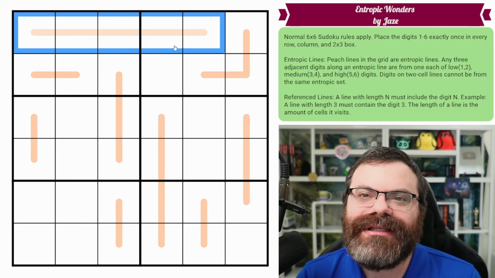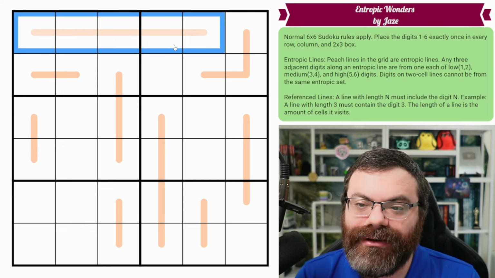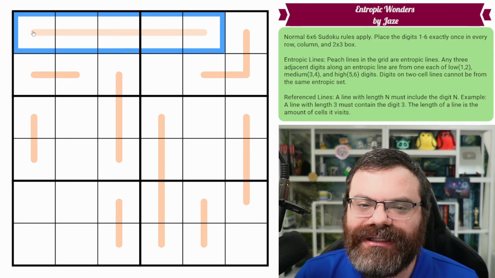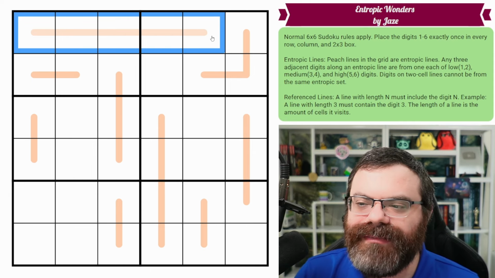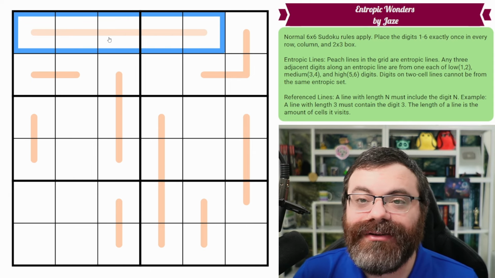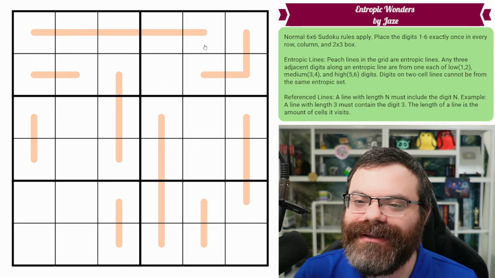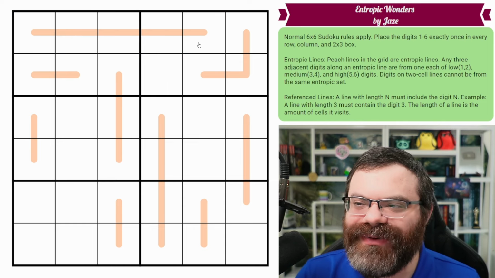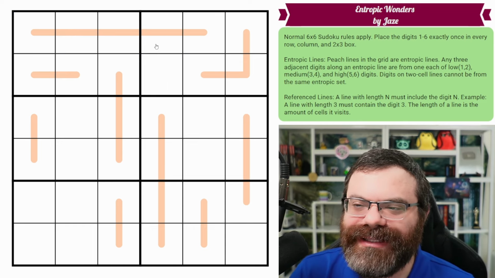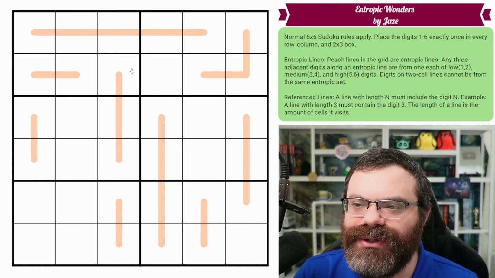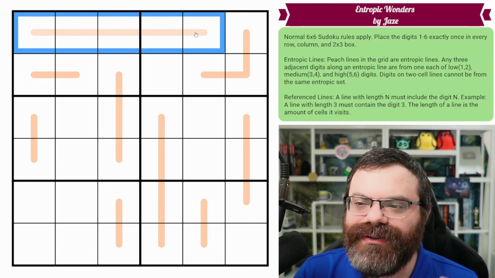This continues the series that both Jaze and Toyer are doing, where we have a different kind of line where in the first puzzle they are reference lines, in the second puzzle they're anti-reference lines, so you probably know what to expect tomorrow as well. But let's go over the rules to this one. So we do have the normal Sudoku rules, but we also have these lines that are both entropic and reference.